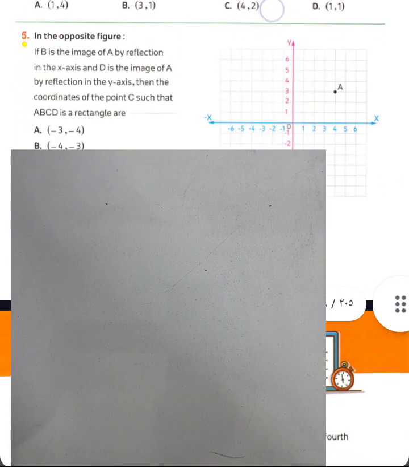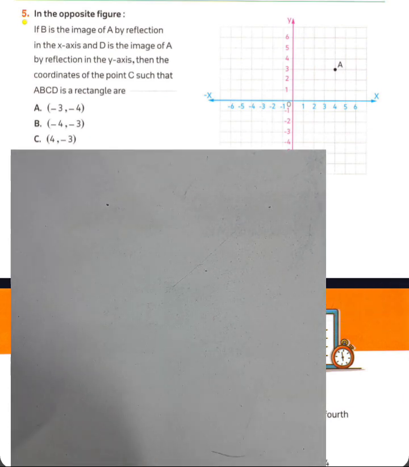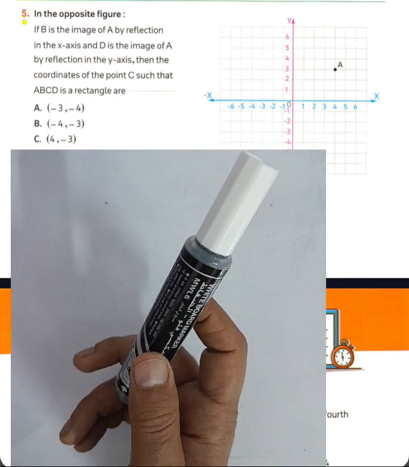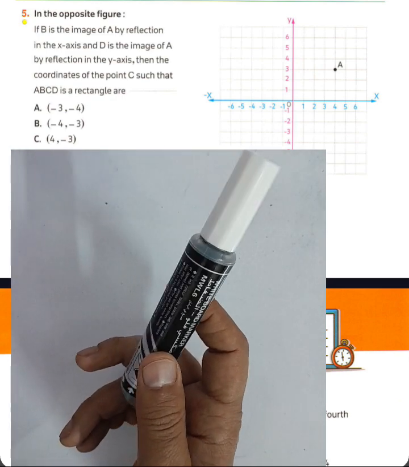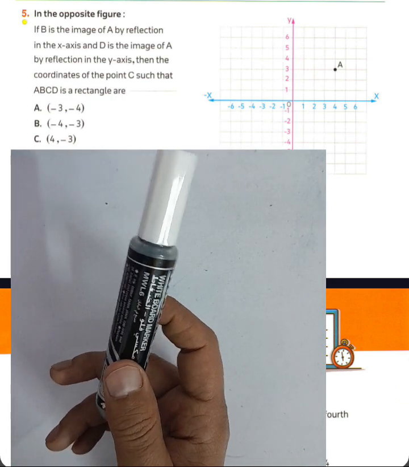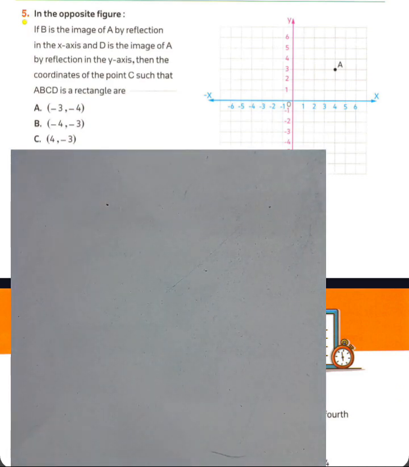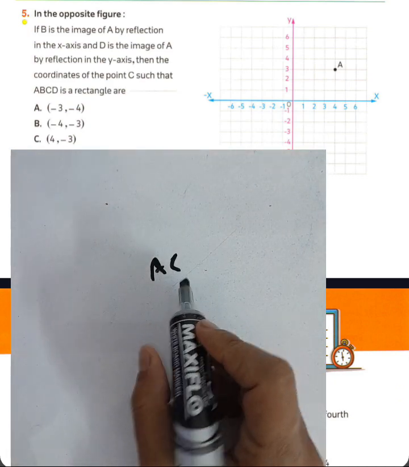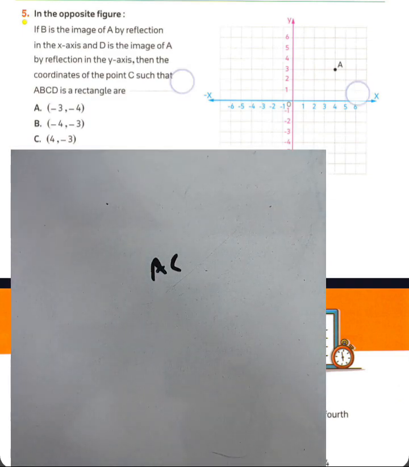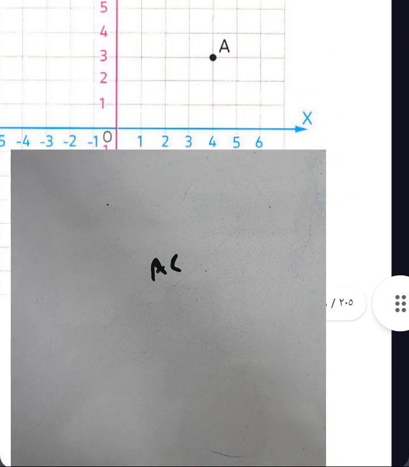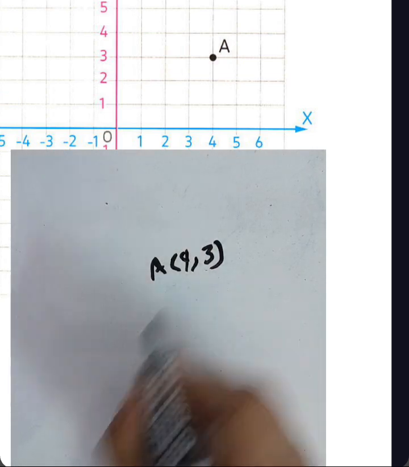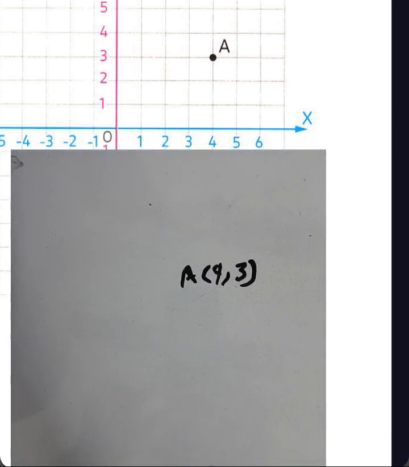Last question, number 5. Look at here, in the opposite figure, if B is the image of A by reflection in the x-axis and D is the image of A by reflection in the y-axis, then what are the coordinates of the point C such that ABCD is a rectangle? Okay. First step, we must get the point A. Look at here, A is at (4, 3). It's the ordered pair of point A, (4, 3).